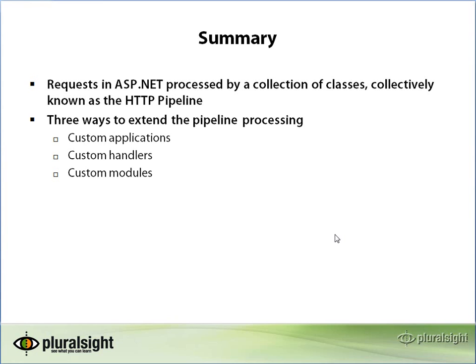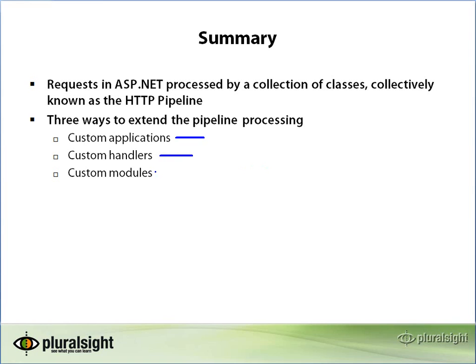We built custom applications. So you do that by writing a global ASAX file and adding event handlers. We wrote a custom handler, and that's done by implementing the HTTP handler interface and setting up a configuration file mapping to associate a particular path and extension with your endpoint class. We also looked at how to configure IIS to properly dispatch requests onto custom handlers that you might have built.